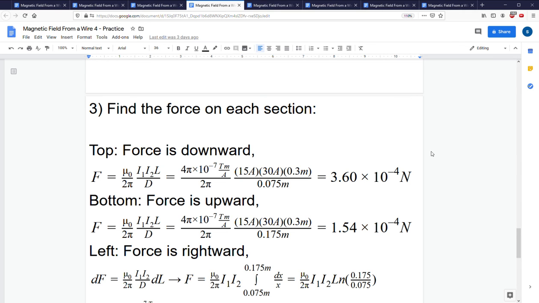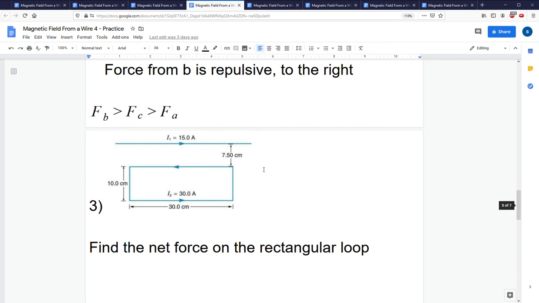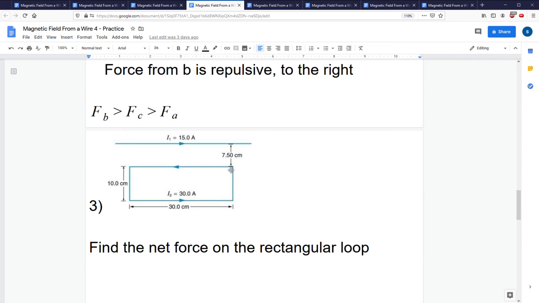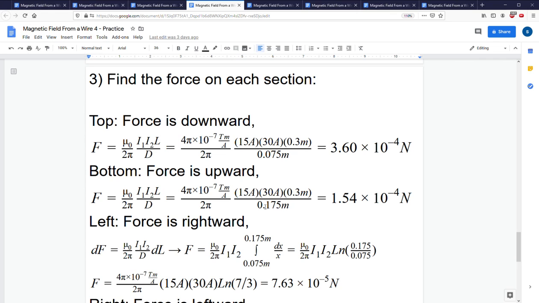On this bottom segment of wire, this current and this current are going in the same direction, so it will be an attractive or upward force. However, this segment of wire is farther away. This top segment of wire is 7.5 centimeters or 0.075 meters. This bottom segment is 7.5 centimeters plus an additional 10 centimeters or 17.5 centimeters or 0.175 meters. With this larger distance, the force is smaller. It is 1.54 times 10 to the negative fourth newtons, and it is directed in the opposite direction.